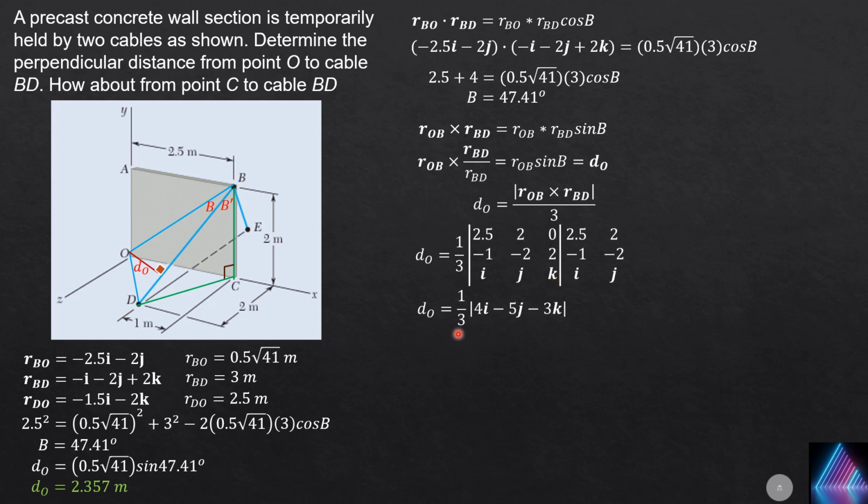So 1/3 of 4i minus 5j minus 3k, that's the vector form, but this is the magnitude, absolute value. The magnitude is the square root of 4 squared plus 5 squared plus 3 squared. So this is 1/3 of the square root of 3 squared plus 5 squared plus 4 squared, and it is equal to 2.357 meters also.